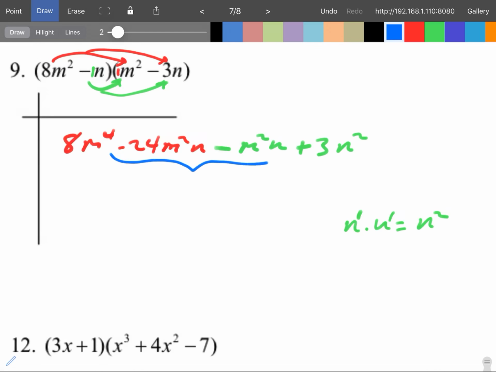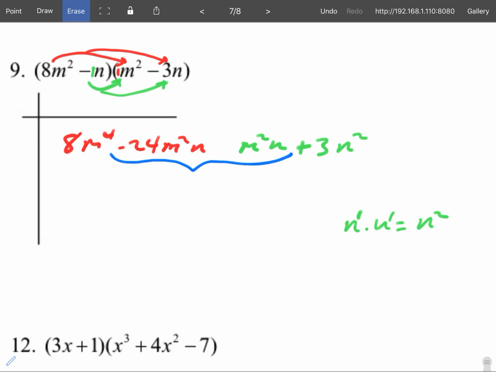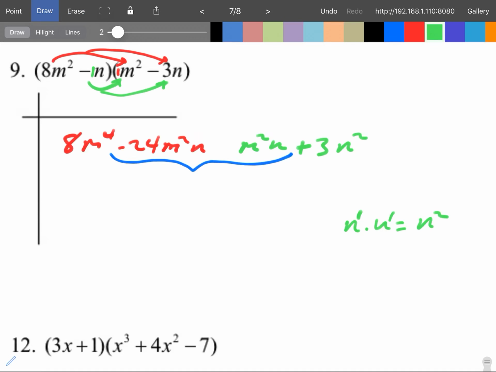But then again, you'll notice that you can add these two in the middle. They are like terms. And that's really negative 1 right there. So you have like terms in the middle. It says you got negative 24 m squared n's. Take away one more m squared n.